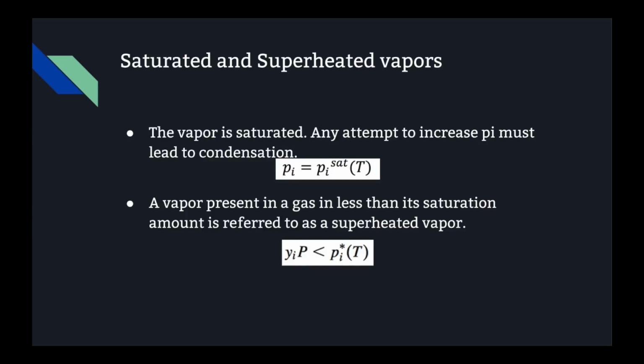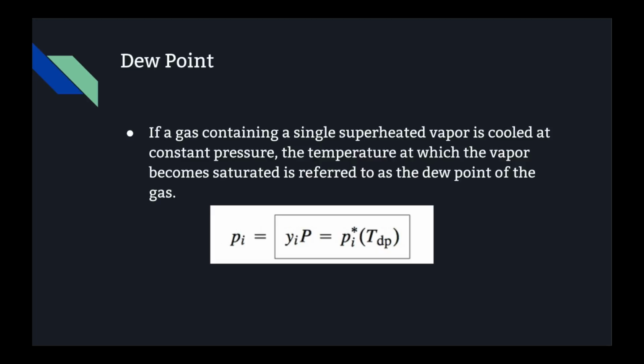So now we're going to talk about the difference between saturated and superheated vapors. In the first case, the vapor is saturated, and in this, any attempt to increase the partial pressure will lead to condensation. And in the second case, a vapor present in a gas less than its saturation amount is referred to as superheated vapor, which means you can still add to the vapor. So the dew point is the temperature where, if a gas containing a single superheated vapor is cooled at a constant pressure, the temperature at which the vapor becomes saturated is referred to as its dew point.